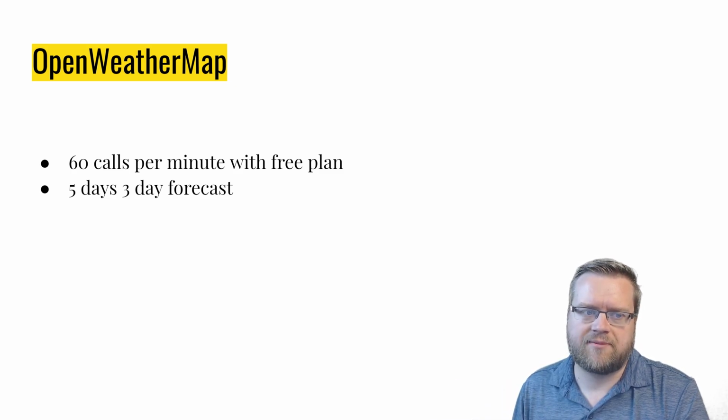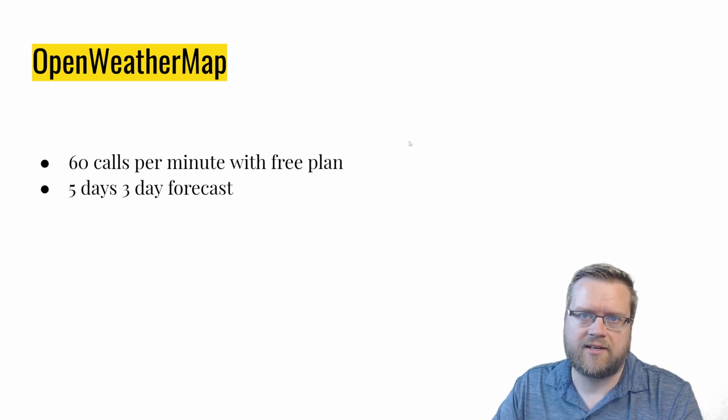But OpenWeather Map seems pretty good. You can get up to 60 calls per minute with the free plan, and then it has 5-day or 3-day forecasts. I believe you do need an authentication token to do it. So it makes one or two more extra steps, but if you're doing a fun little weather API project, this is something you probably want to look at. And if you're doing it for commercial, you can buy the commercial plan as well.